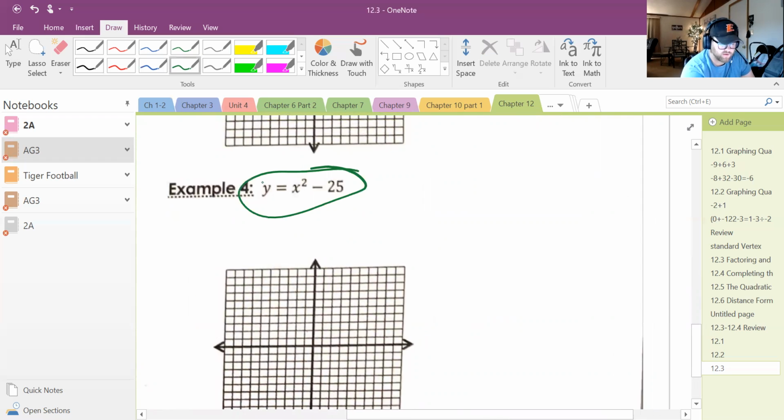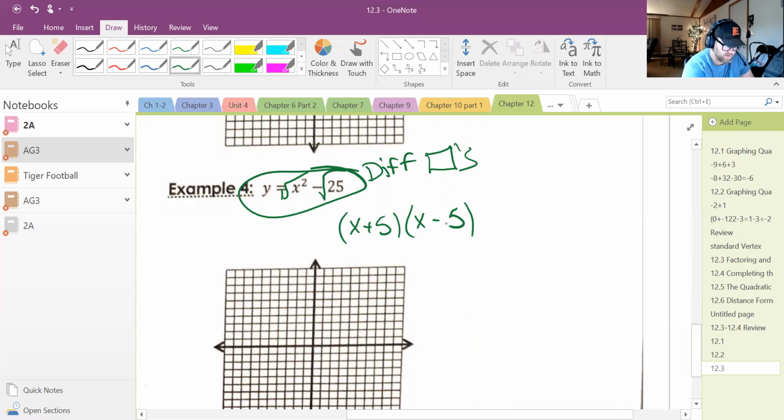Okay, this is a cheat code. What kind of cheat code is this? Remember, this is difference of two squares. All we have to do is take the square root of both of them, one positive, one negative. The square root of x squared is just x. The square root of 25 is plus or minus 5. When I use the zero product property, which is setting every factor equal to 0 and solving, we get x equals -5. You really just switch the sign when it's like this. And x equals 5.